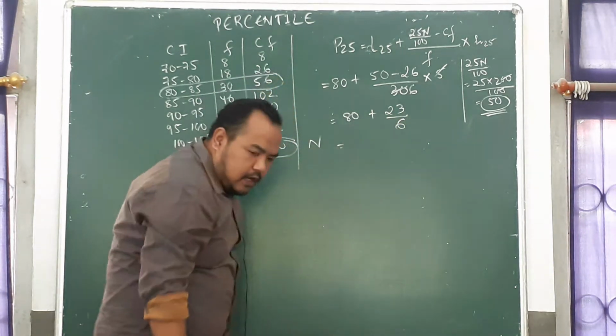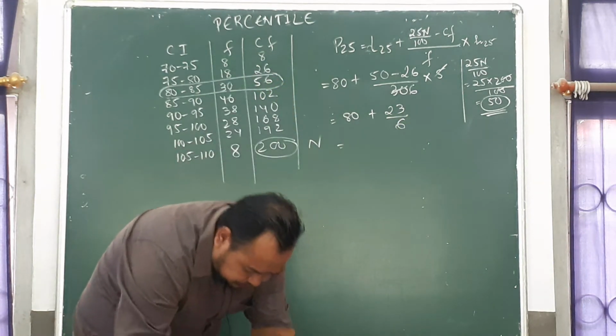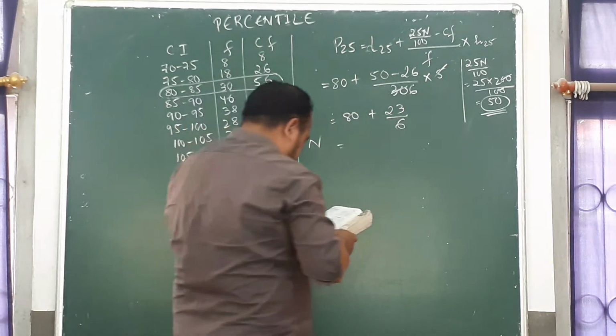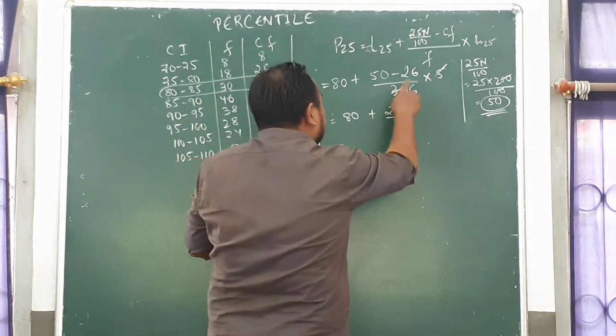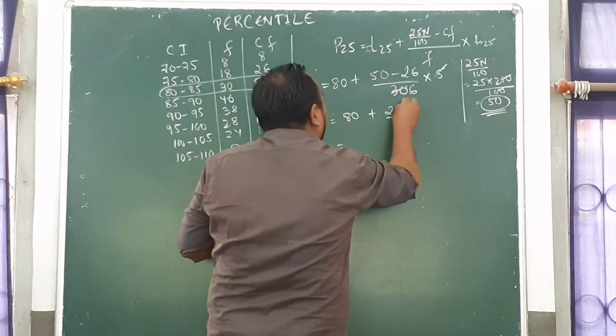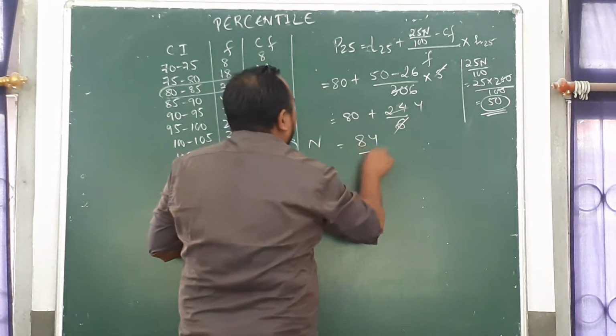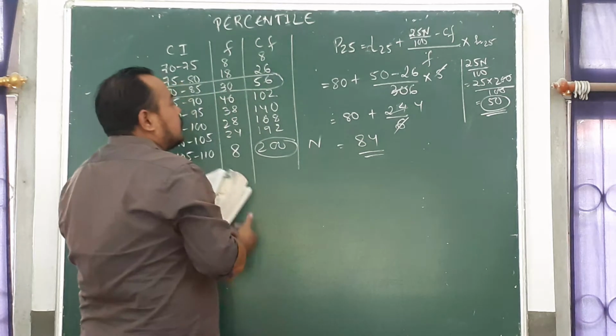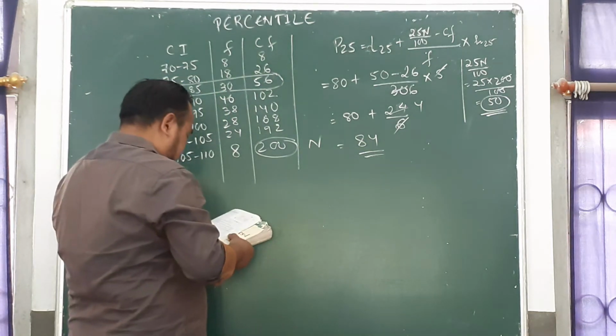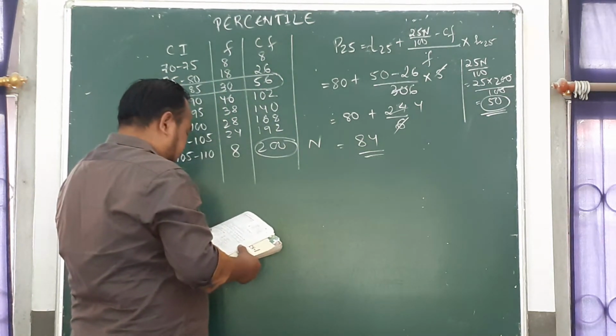So your final answer is going to be 80 plus 4, which is 84. 6 1s are 6, 6 4s are 24, so 80 plus 4 is 84. So this is the 25th percentile.